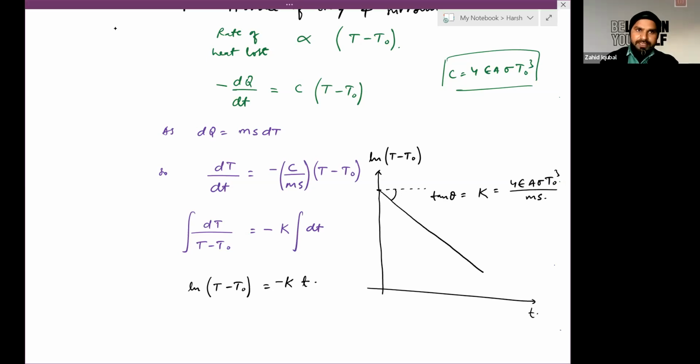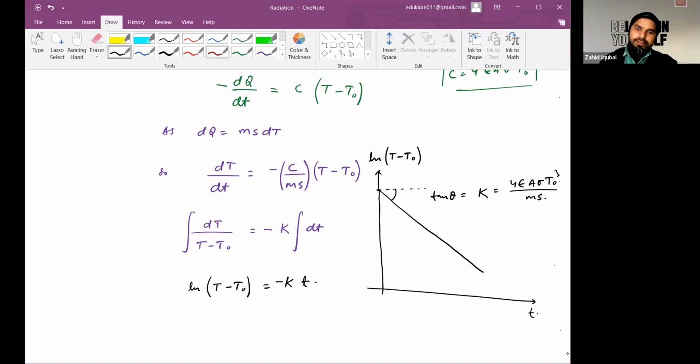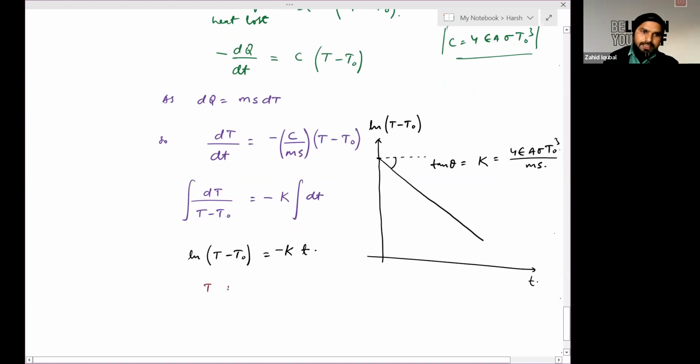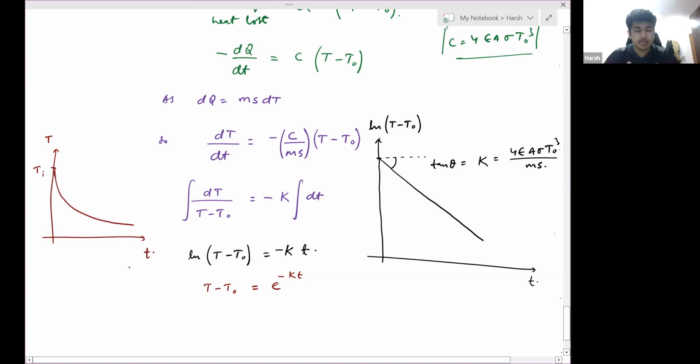Now, if you further simplify it, if you remove this particular log, you will get T minus T naught is equal to exponential K into t. That is an exponential function. So the graph related to T, let's say this is some initial temperature, will be exponentially decreasing with respect to time. Okay.